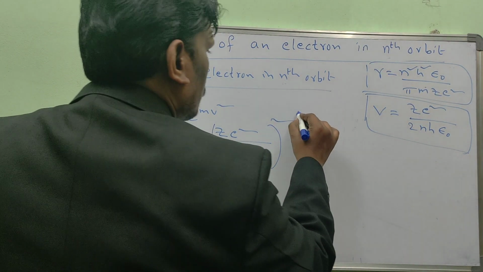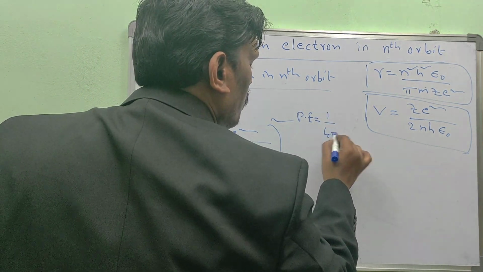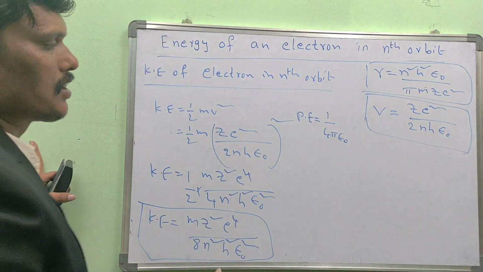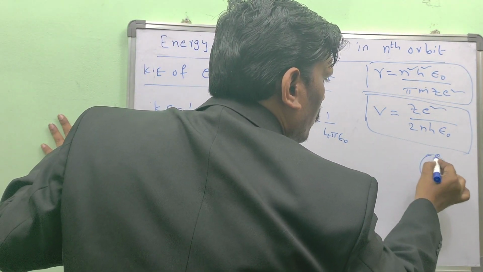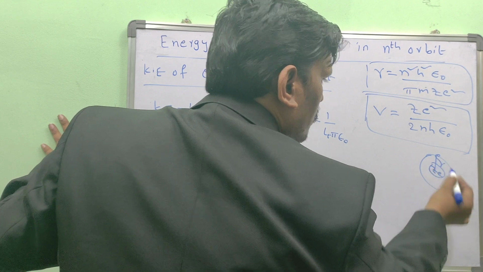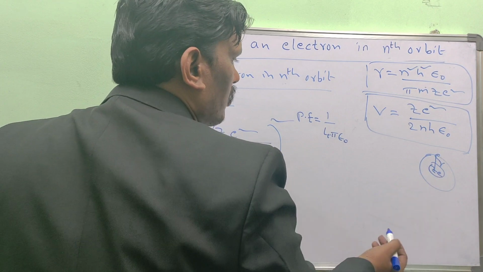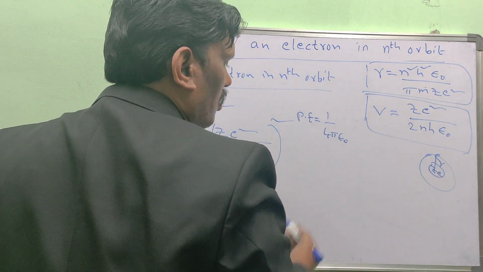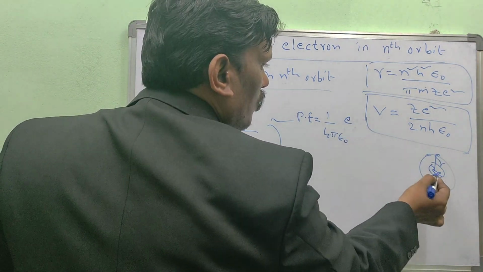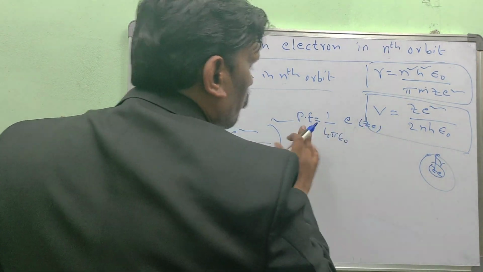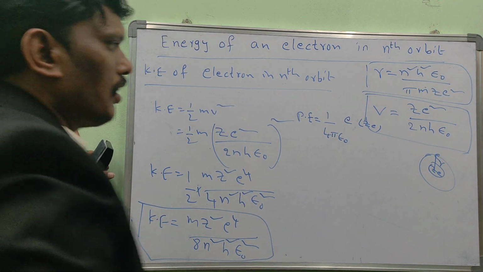Suppose you require potential energy. We know the potential energy formula: 1 by 4 pi epsilon naught, product of charges by distance. So this is the nucleus and the electron revolving in the orbit. I am going to consider the radius is r. So how to calculate potential energy? 1 by 4 pi epsilon naught, product of charges e into one more charge Ze. But here potential energy is a scalar quantity, that's why along with the negative symbol we need to substitute charges.